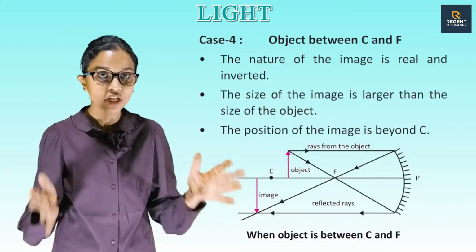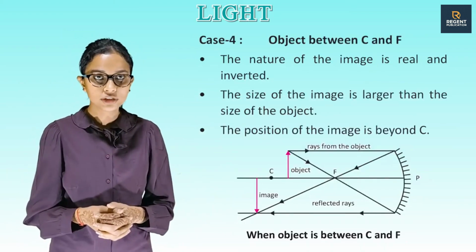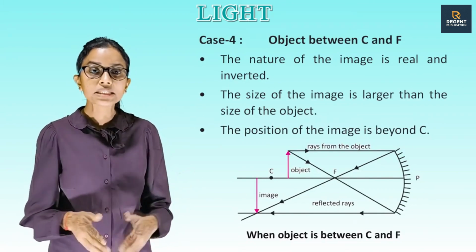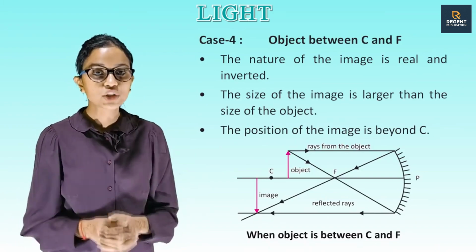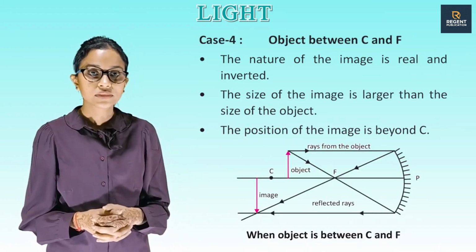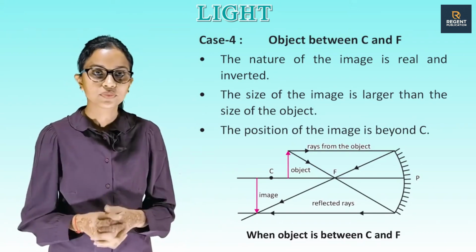Case 4: Object between C and F. The nature of the image is real and inverted. The size of the image is larger than the size of the object. The position of the image is beyond C. And this is the diagram showing when the object is between C and F.